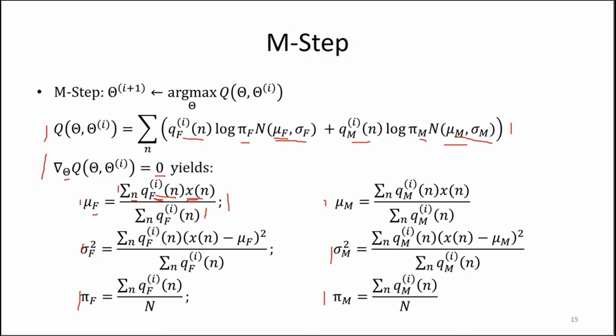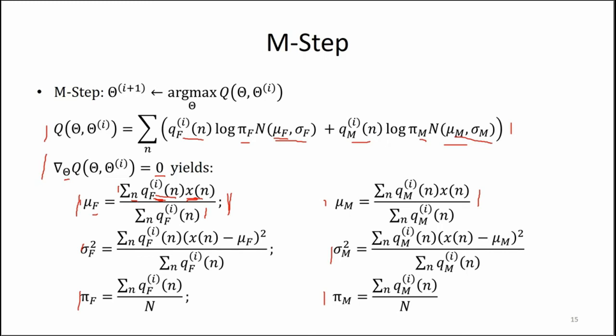So this makes sense. What we are doing is we are taking the average of the xn's weighted by the probabilities of each sample being female, and that gives us the average mu f. And mu m follows a very similar pattern.